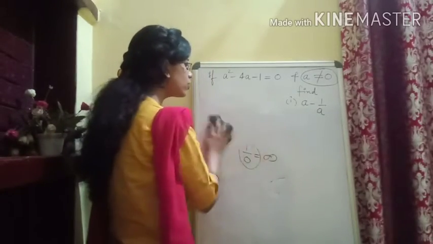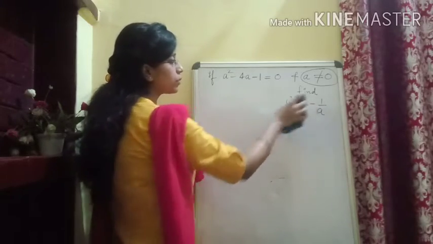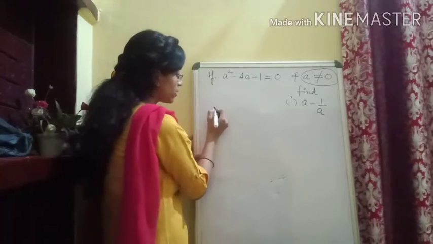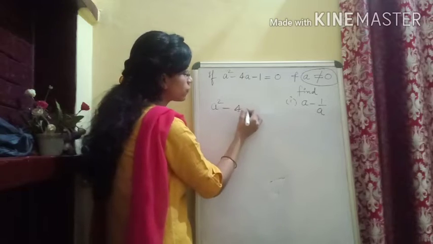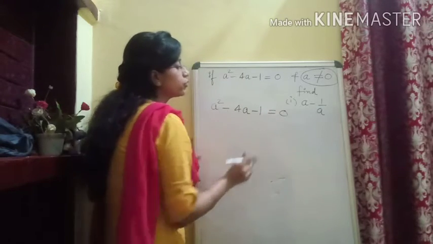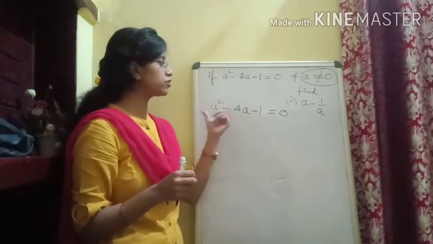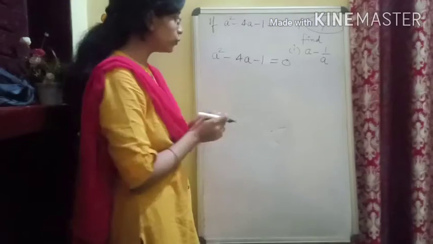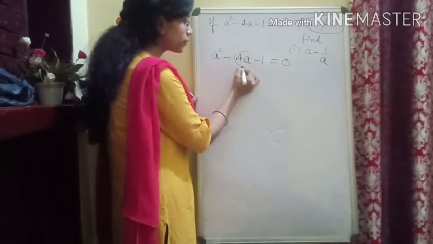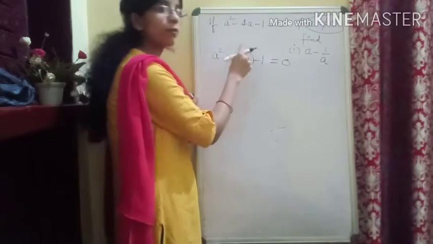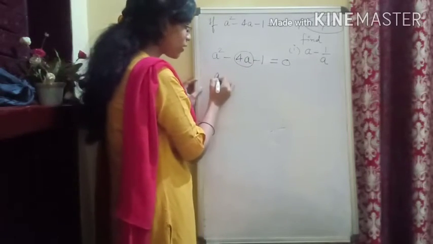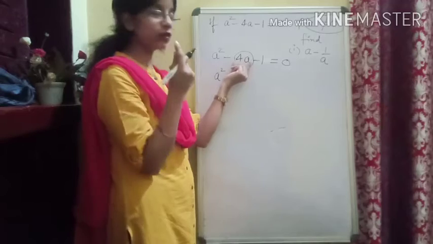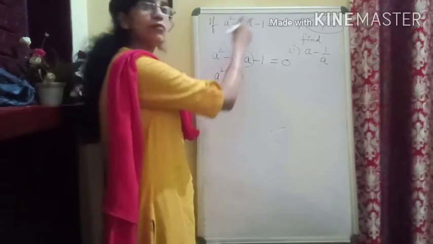Okay. Now since we want to calculate a minus 1 upon a, how are we going to calculate it? Let me write the given information: a square minus 4a minus 1 equals 0. This type of question was asked in the Maths Olympiad practice booklet. We take the term with single power, power 1, to the other side. a square we keep on this side, minus 1 we keep on this side.